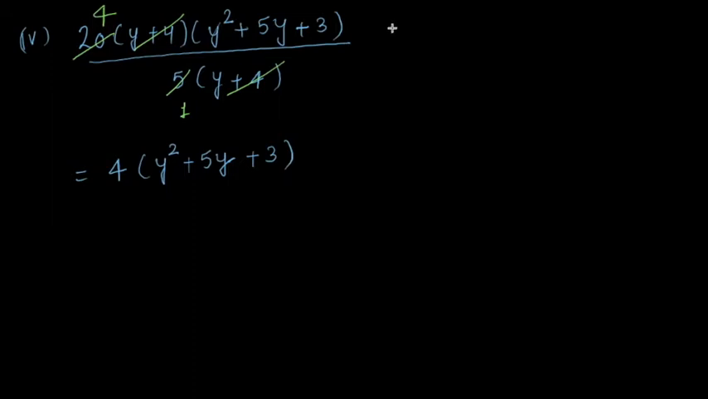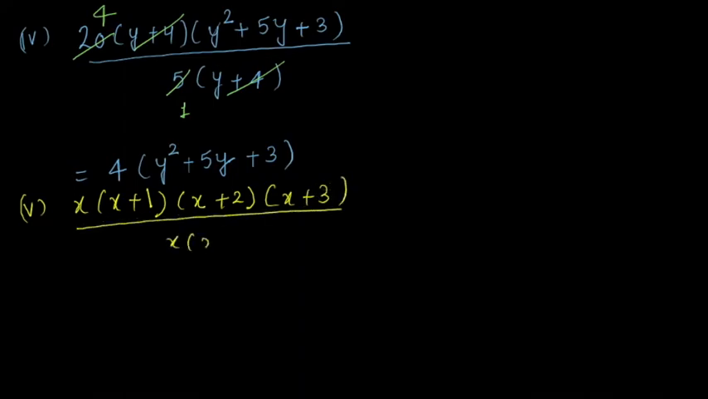Now last part of this question, which is your part 5. This is x into x plus 1. Then in another bracket we have x plus 2. Third bracket we have x plus 3, and to be divided with x into x plus 1. Again, all the terms are in the product, so we can cancel x with x. This complete term x plus 1 and x plus 1 can be cancelled with each other, and I am left with x plus 2 and x plus 3. So this is how we have done the division of the algebraic expression.